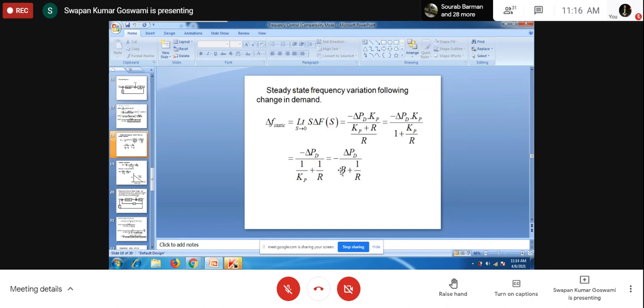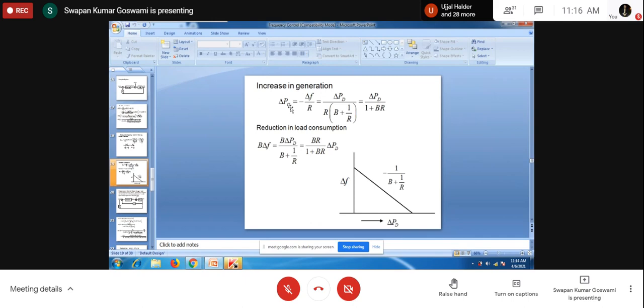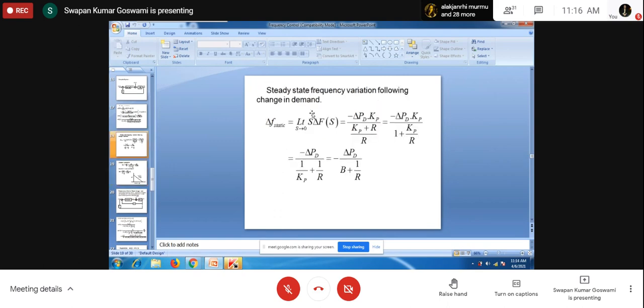The governor, on its own, as I have already mentioned, is called the free governor mode of operation. The governor on its own can actually change the generation, by sensing the frequency, through throttling effect. How much is that change in generation? Delta Pg is minus del F by R. Why is it minus del F by R?